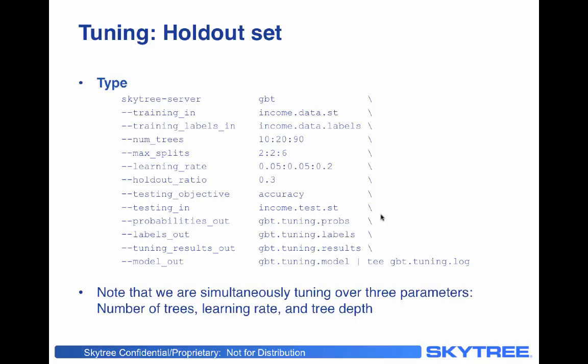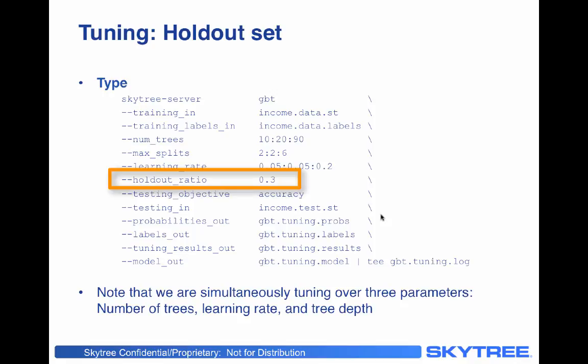We're also tuning over the maximum number of splits while we're building all the trees. And once again, we're using the same notation. We're starting at 2 splits and we're going all the way up to 6 splits by steps of 2. So we're going to try 2 splits, 4 splits, and 6 splits. And we're also tuning over the learning rate, and in this case we're specifying the learning rate to be 0.05, 0.1, 0.15, and 0.2. So this is again using the same step notation.